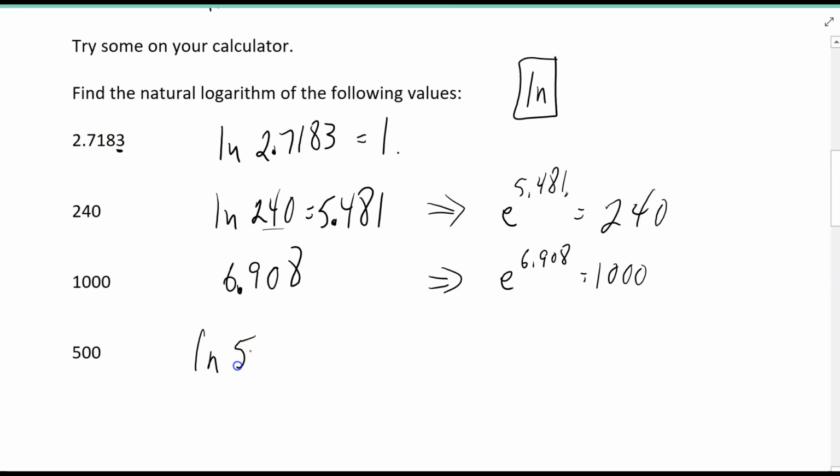Ln 500. With the calculator, I just punch ln 500 and I get 6.2146, and then we get into really low numbers. So let's go 215. We've been doing 3 decimal places. So those are natural logarithms. It's a special name for a logarithm base e.